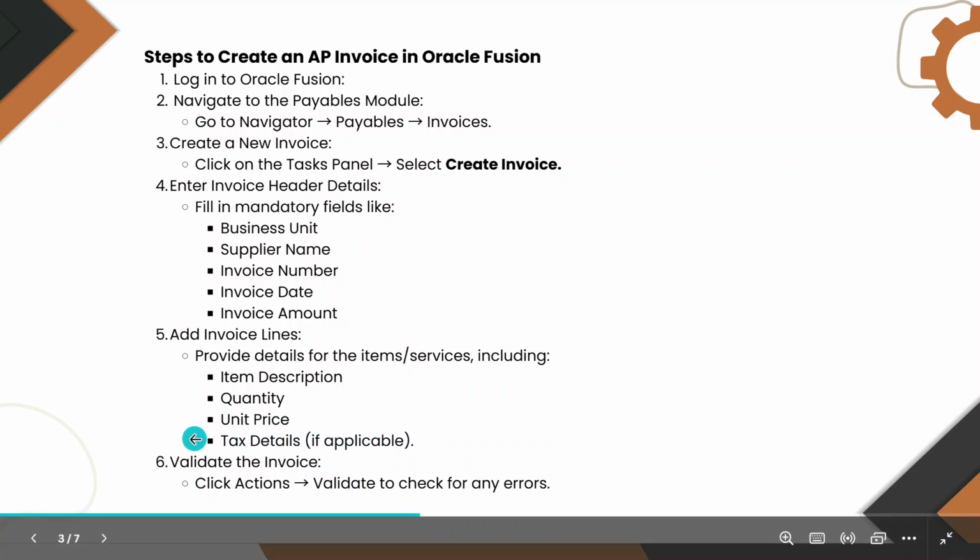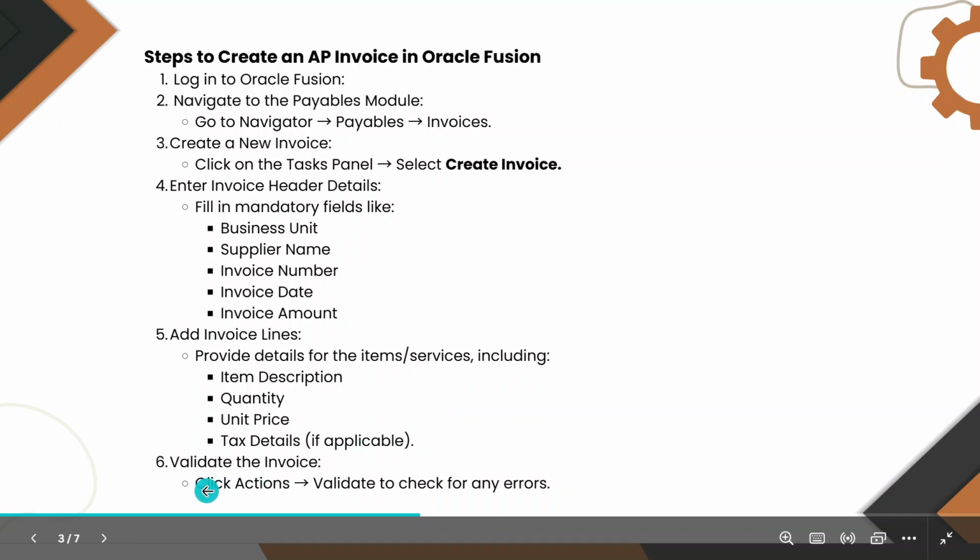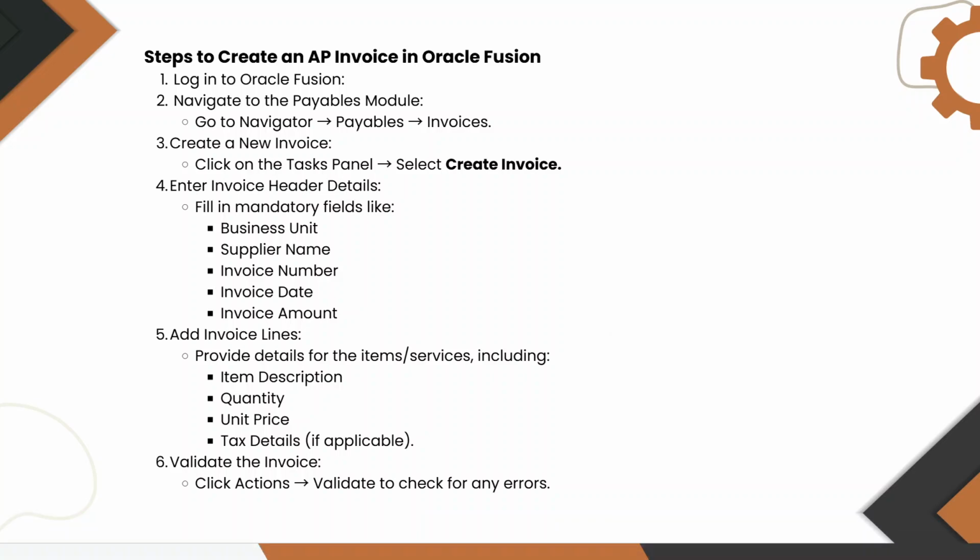After that we have to go for validation of the invoice. When we have filled in the header and lines, we go to validation of invoices. Here we have an instruction: click Action, then Validate, to check for any error. Suppose you click on validation, then we will be able to see whether this invoice has any error or not. So let's move on to the next part.